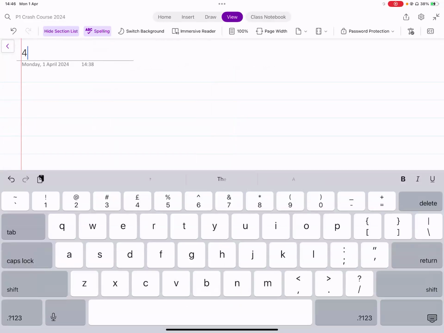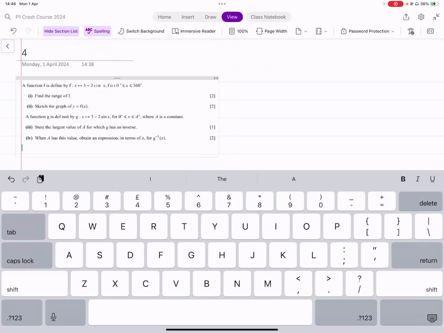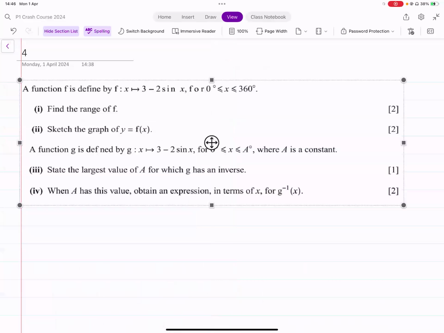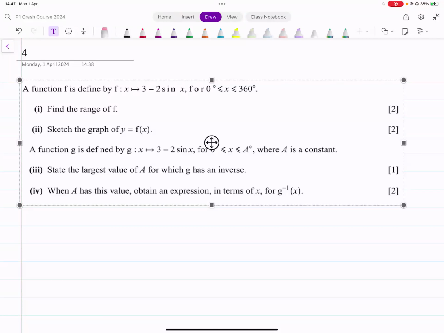But for now, let's look at this last type of question, apart from transformations, that you would have to deal with. We have done trigonometry already, but sometimes the trigonometric question comes along with functions. Let's see how to deal with problems like these. Now it says a function f is defined by f of x equals 3 minus 2 sine x. This is just a slightly different way of writing functions.